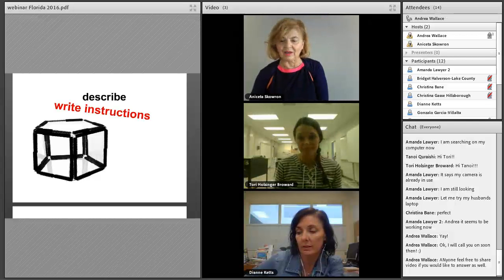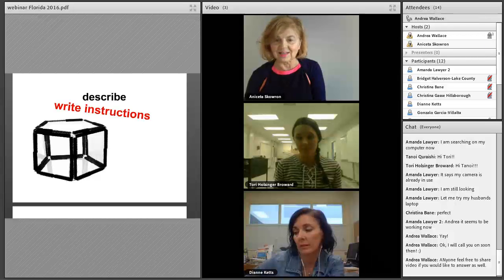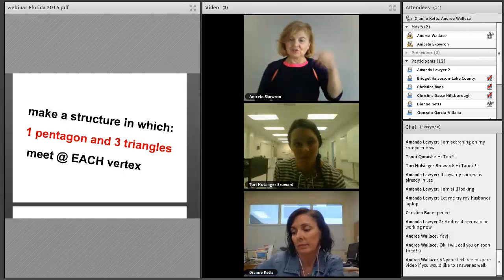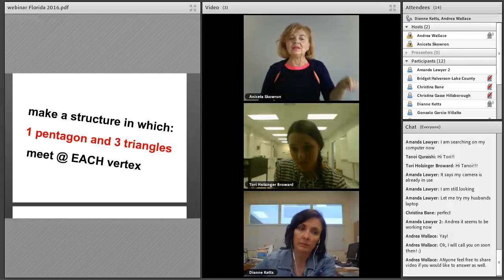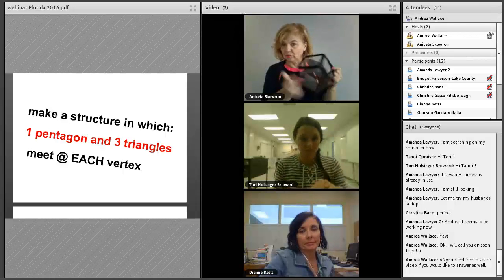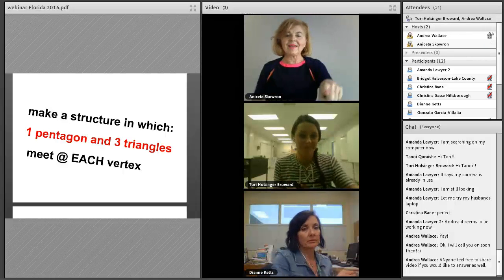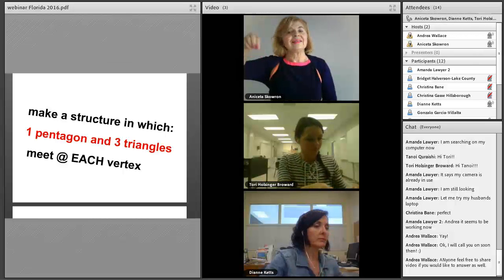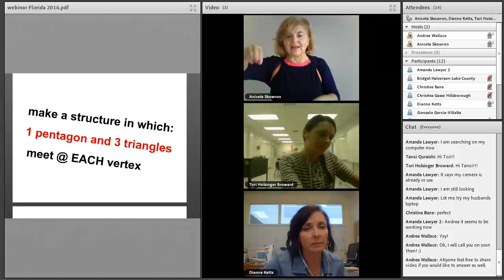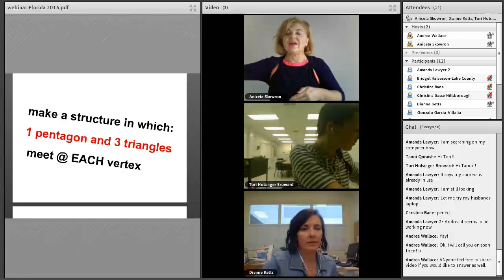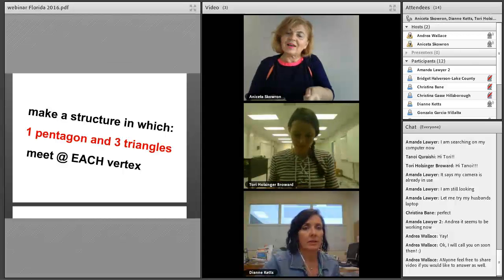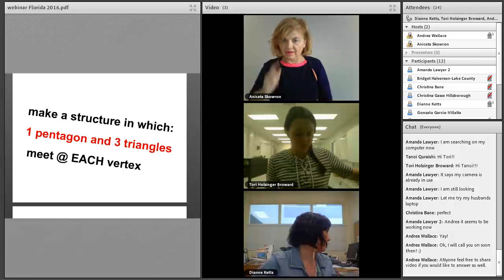So you will build something that you not necessarily know what that is, but you will follow just the instruction, right? So here, make a structure in which one pentagon and three triangles meet at each vertex. So basically you have to destroy what you've done because you only have two pentagons, but that's okay. So make that and see how it's going. So look at each vertex, and at each vertex place exactly three triangles and one pentagon, and go on vertex after vertex. So you only have to look and worry about one vertex at a time.